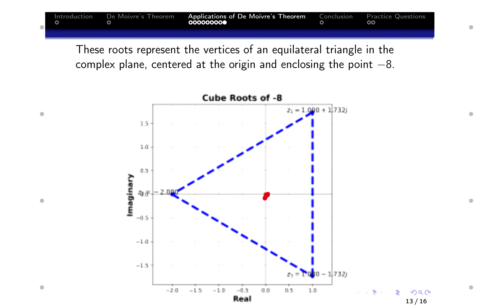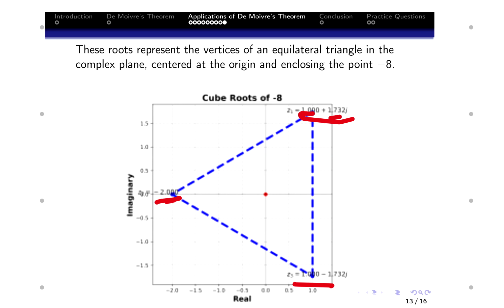Those three roots that we have: the first root was 1 plus 1.732 i, that is root 3. So 1 real, 1.732 imaginary. And then the second one is minus 2, as you can see here. And the third one is 1 minus 1.732 i. So the roots represent the vertices of an equilateral triangle in the complex plane centered at the origin and enclosing the point minus 8.